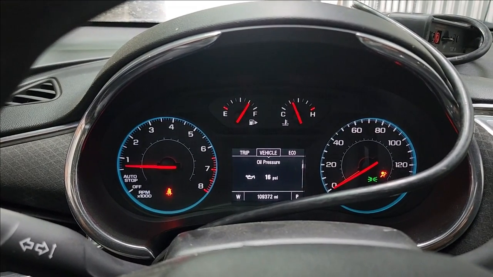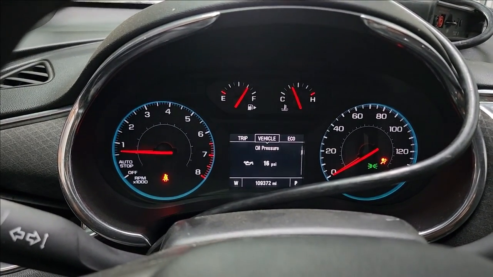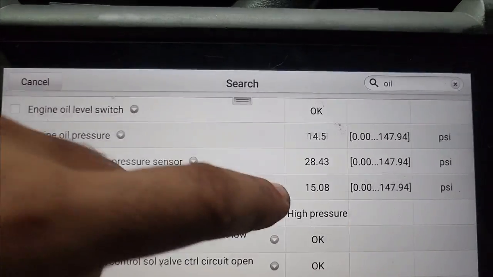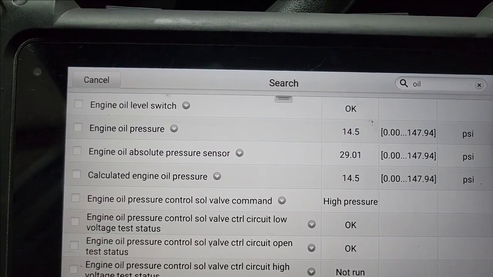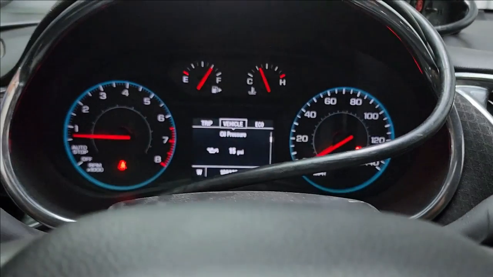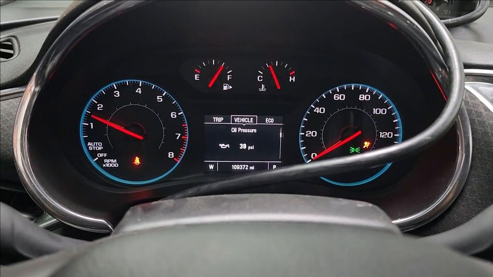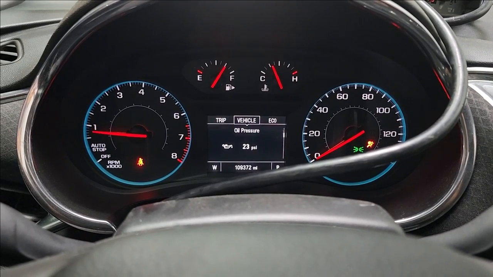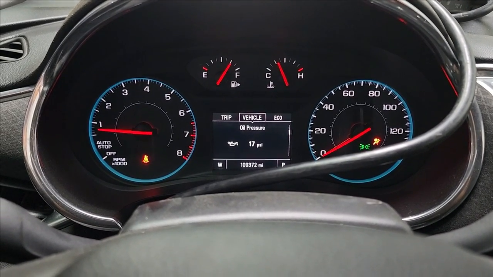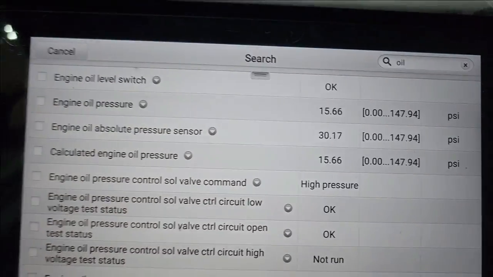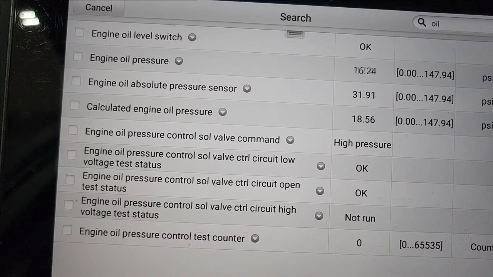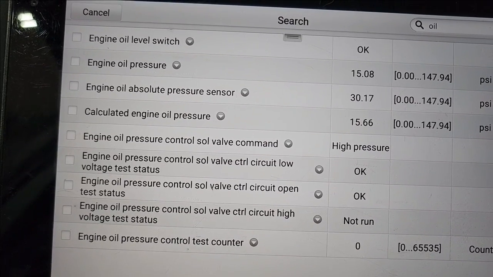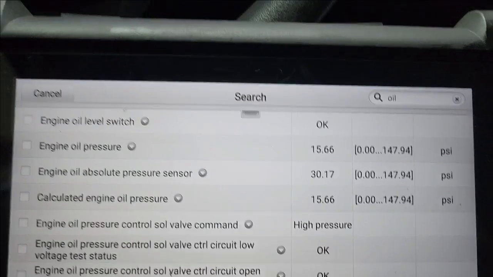Pressure building up, 16. 15. That's still no good. Our known good is 26 and up, 30 at idle. And it was the same temperature. It goes up and then goes under 26. So yeah, it's hovering around 15.